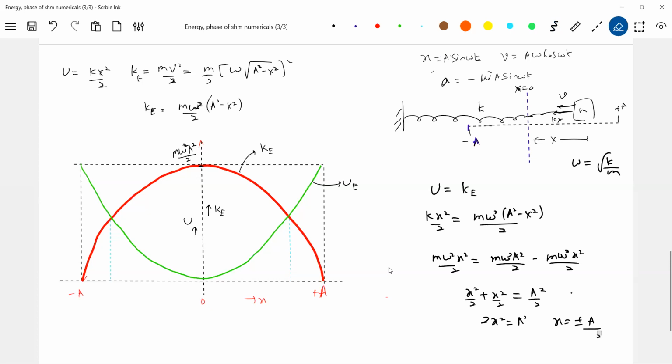So at what point will both be equal? Both will be equal at a distance of a by root 2 from the mean position. X equals 0, I'll measure from the mean. So somewhere here, at a distance of a by root 2, potential energy and kinetic energy will be equal. How many times in one cycle will potential energy become equal to kinetic energy? 4 times, in one cycle or one oscillation.